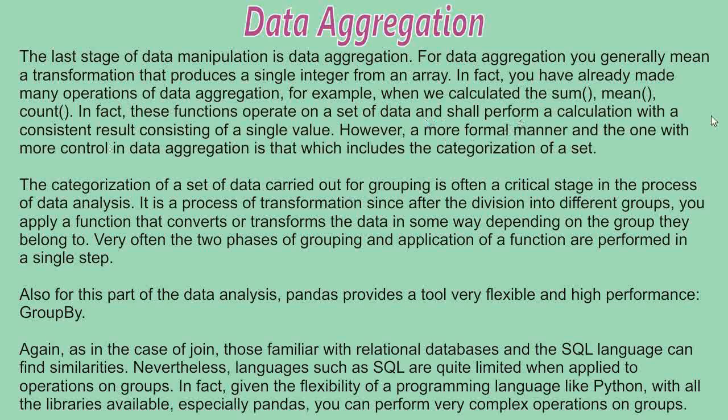In fact, these functions operate on a set of data and perform a calculation with a consistent result consisting of a single value. However, a more formal manner, and the one with more control in data aggregation, is that which includes the categorization of a set. The categorization of a set of data carried out for grouping is often a critical stage in the process of data analysis. It is a process of transformation since after the division into different groups, you apply a function that converts or transforms the data in some way depending on the group they belong to. Very often the two phases of grouping and application of a function are performed in a single step.